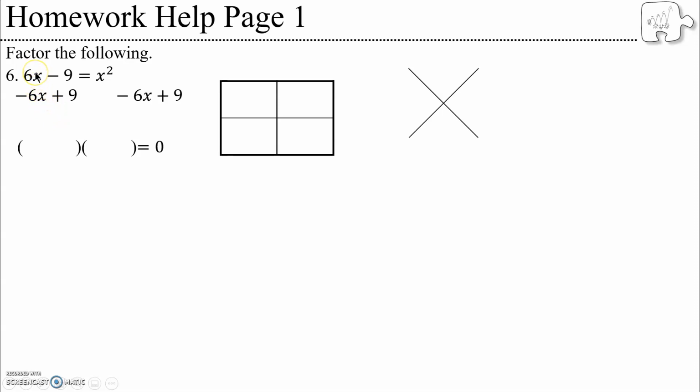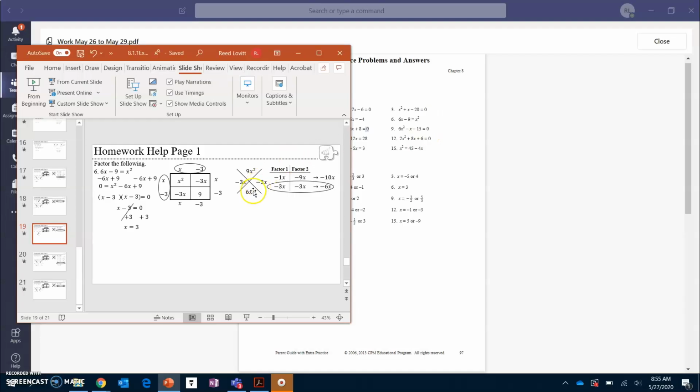Because we want this left side to be 0. 6x minus 6x is 0, negative 9 plus 9 is 0. And then on this side, we just put minus 6x plus 9 after the x squared. So it's x squared minus 6x plus 9. Now we can fill in our generic rectangle with the first term and the last term, x squared and 9. Multiply them together and you get 9x squared. The middle term goes down on the bottom, which is minus 6x.